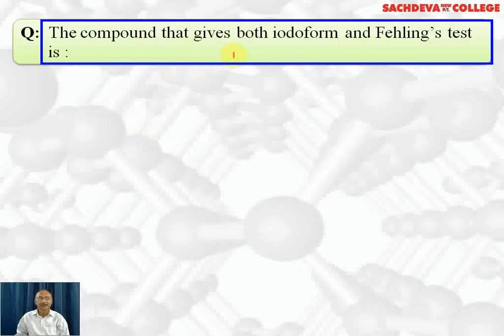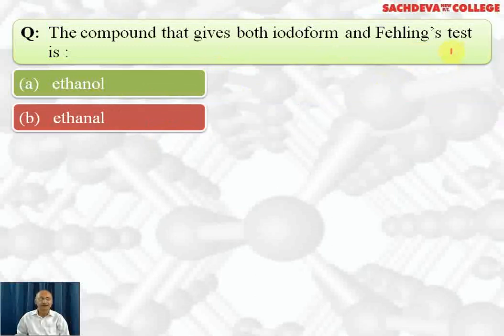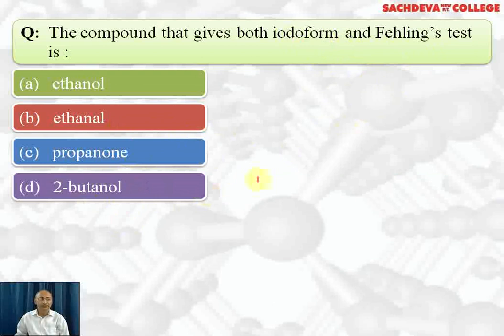Next, the compound that gives both iodoform and Fehling solution tests. Ethanol gives the iodoform test but does not give the Fehling solution test, because the Fehling test is characteristic of aldehydes. Ethanal will give both the iodoform as well as the Fehling solution test. Propanol will give the iodoform test but not the Fehling solution test. 2-butanol will give the iodoform test but not the Fehling solution test. So both tests will be given by ethanal, or acetaldehyde. Correct answer is B.